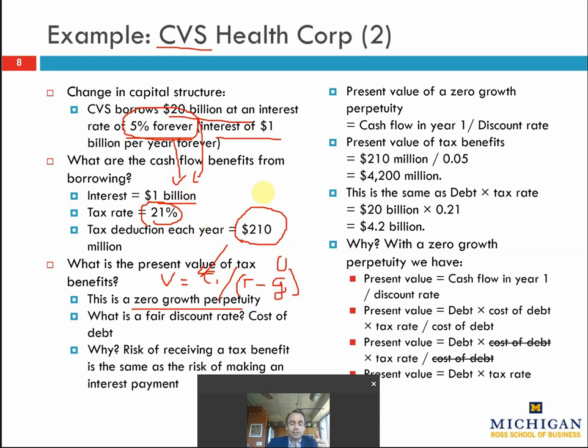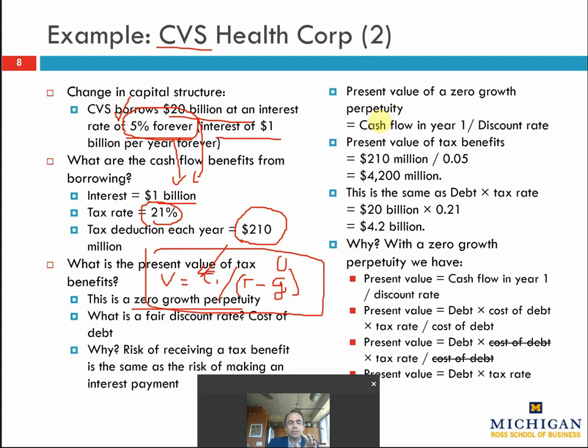Well, if there's a series of tax deductions which are perfectly correlated with those interest payments, in reality they're not perfectly correlated, but it's pretty close, those tax deductions are going to have the same risk as the interest payments. And if I have two cash flow streams that have the same risk attached, they should have the same discount rate. And that means that the fair discount rate to value this zero growth perpetuity of $210 million each year of tax benefits is also 5%. So here are the implications.